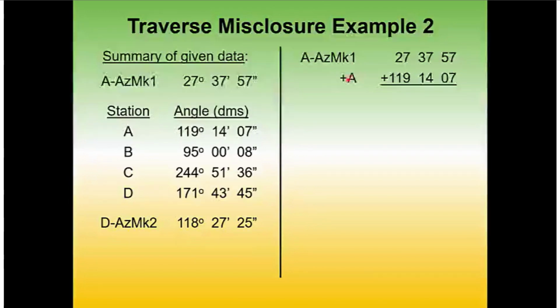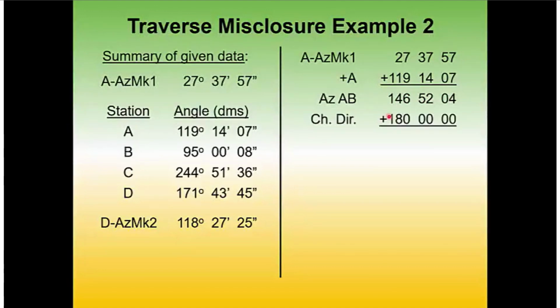We already have the azimuth from A emanating towards the previous mark, which is mark 1. So we'll just add the angle at A. The seconds add up to 57 plus 7 is 64. Well, 64 is outside the range of allowable seconds, so we'll make this 4 seconds, take the extra 60 seconds and add it to the minutes column. We'll get 37 plus 14 is 51, plus 1 carried, we'll get 52 minutes here, and over here we'll get 146 degrees, 52 minutes and 04 seconds. That's the azimuth from A looking at B.